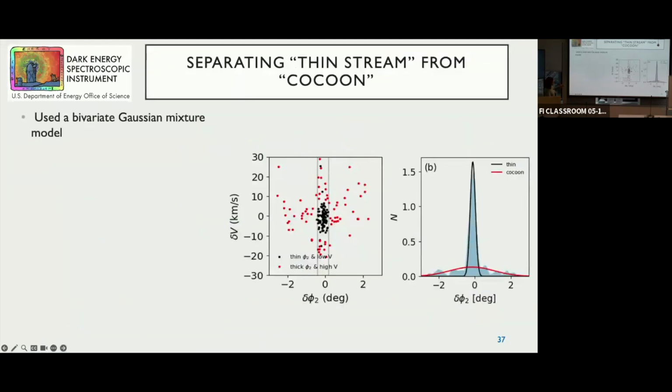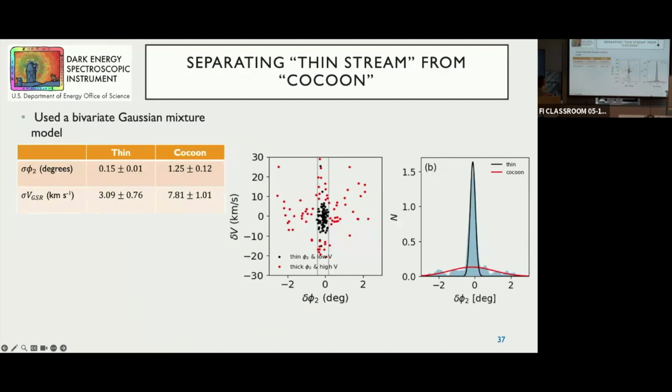So if you plot the velocity difference between the star and the stream track against its displacement from the center of the stream, and then apply a mixture model, you can separate a thin component from the broad component. And it turns out that the thin component is 0.15 degrees thin compared to the broader component. And the broad component is significantly hotter. It's like 7.8 kilometers a second.